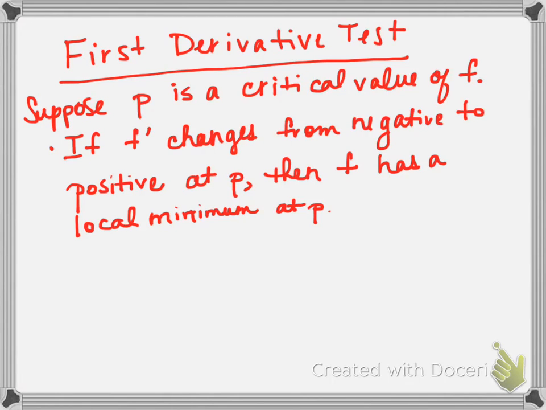Now the first derivative test says that if f prime changes from negative to positive at p, then f has a local minimum at p. And thinking about why that is, if the first derivative is negative, then the function is decreasing. And if the first derivative is positive, then the function is increasing. And so if it switches from negative to positive right at that value p, where either the derivative equals 0 or the derivative doesn't exist, then we have a local minimum. This should also highlight the fact that f must be a continuous function in order for this to work. So we should say p is a critical value of a continuous function.